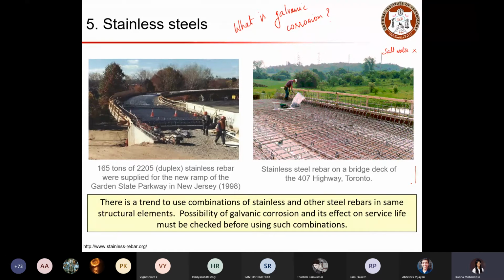So this kind of thing you can look at when we study the repair strategies, where we talk about sacrificial anode system to protect the steel rebar. So that's what galvanic corrosion is. When you have two dissimilar materials, then one tends to corrode depending on its potential level.